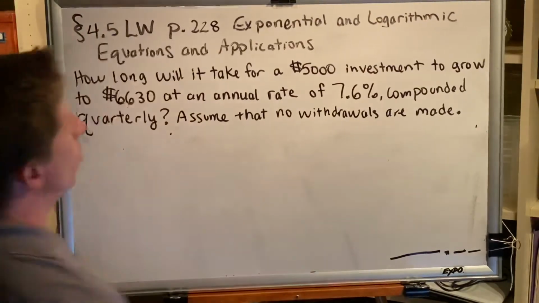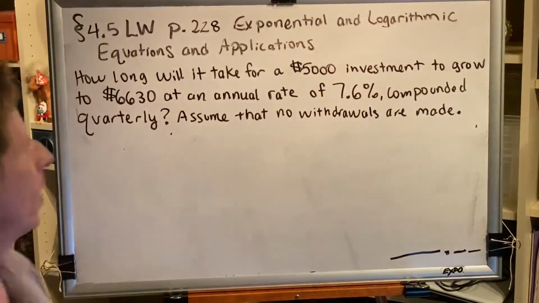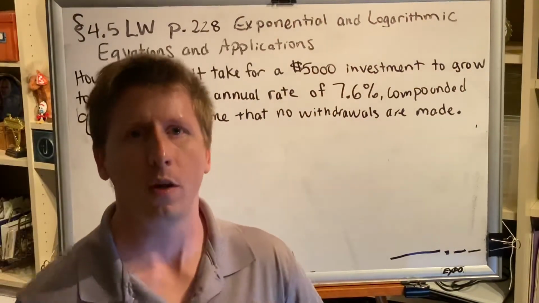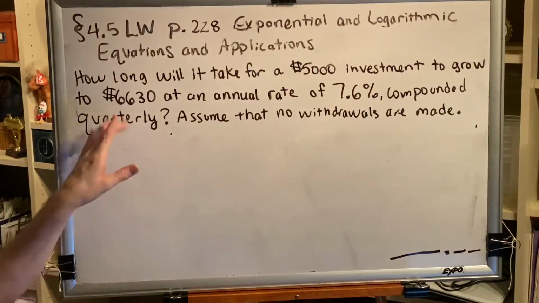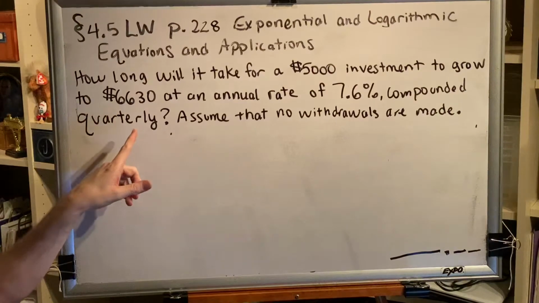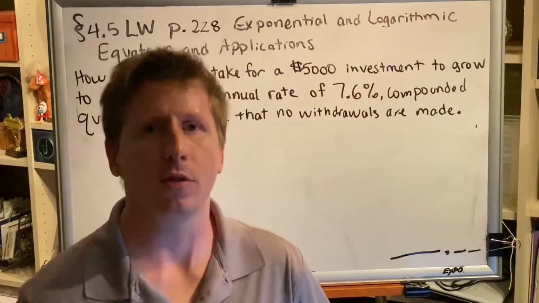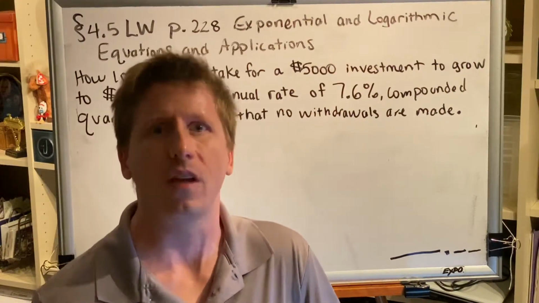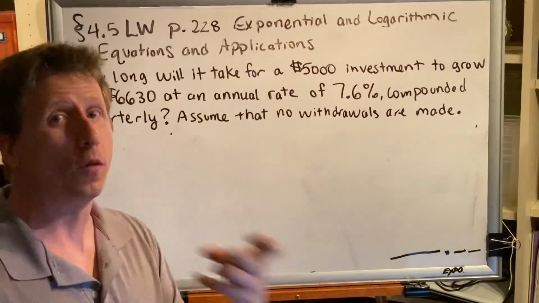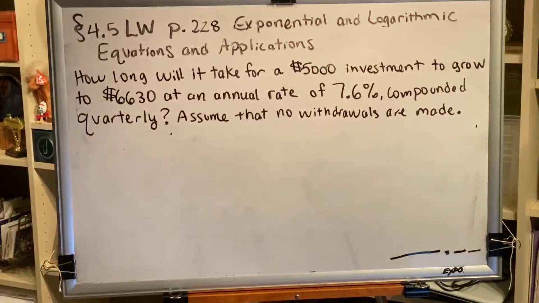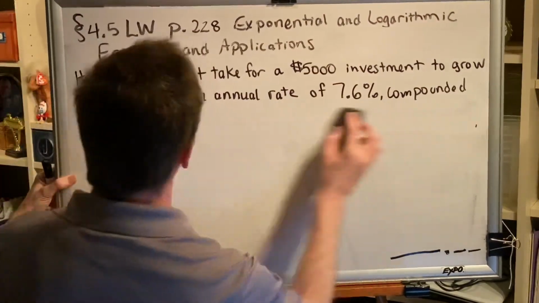And this warning, assume that no withdrawals are made. So let's just talk briefly about that. We're putting some money in a bank account and we want to know how much money there's going to be sometime later. So the question is, we know how much money sometime later. We just want to know how long it will take for us to get that amount. Obviously, that amount of time is going to change if we are taking money out of the account during that time frame. So this is telling us that no money is being removed from the account while the money is growing.